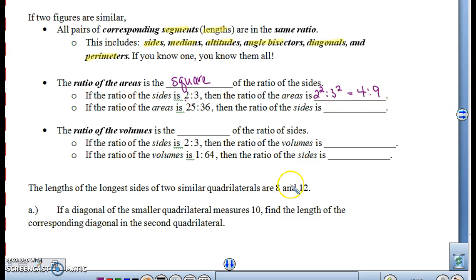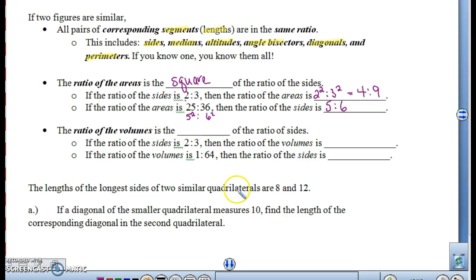So if you know the ratio of the sides is 2 to 3, the ratio of the areas is 4 to 9. What if you know the ratio of the areas is 25 to 36? What would be the ratio of the sides? Well, what was squared to give you 25? That's 5 squared, and 6 squared is 36. So the ratio of the sides would be 5 to 6. If you know the ratio of the areas, just take the square root, and you've got the ratio of the sides.